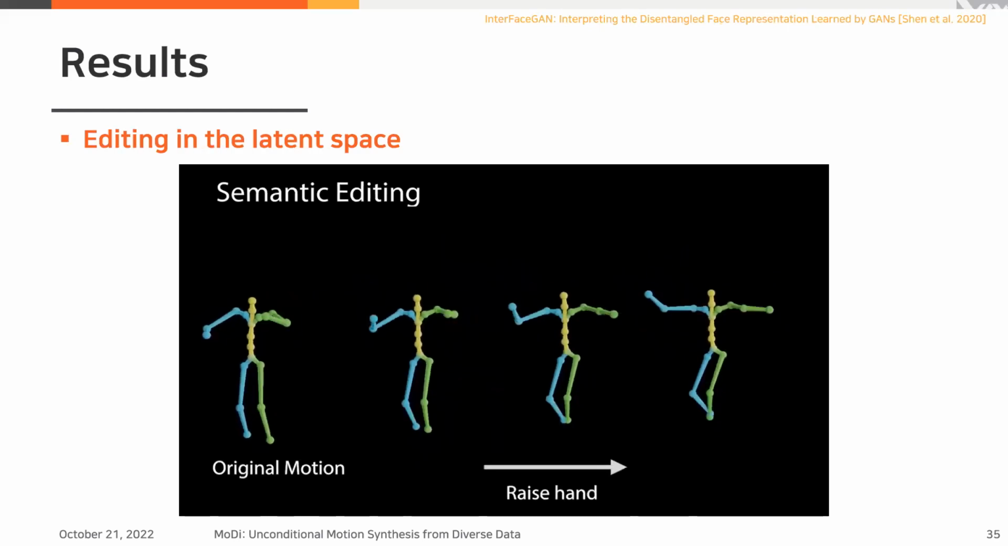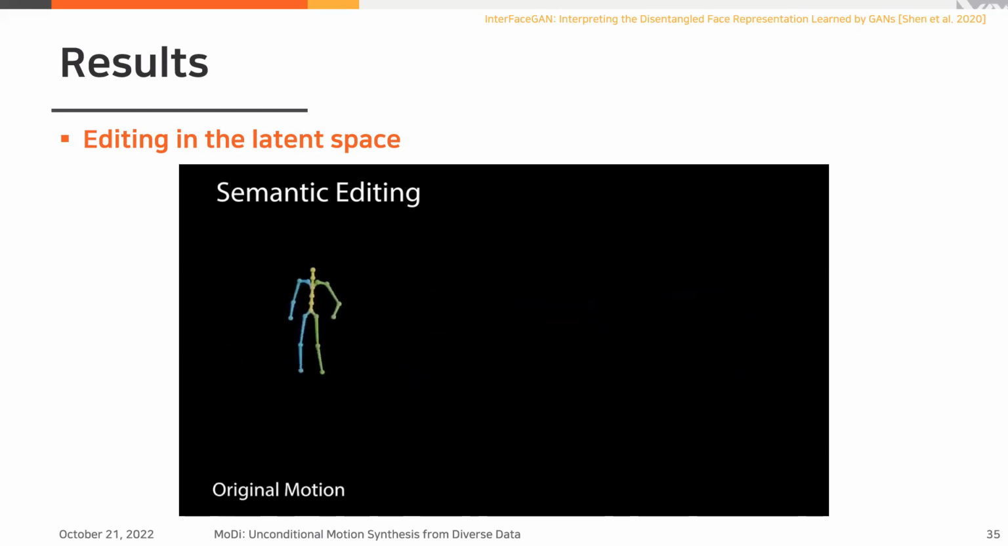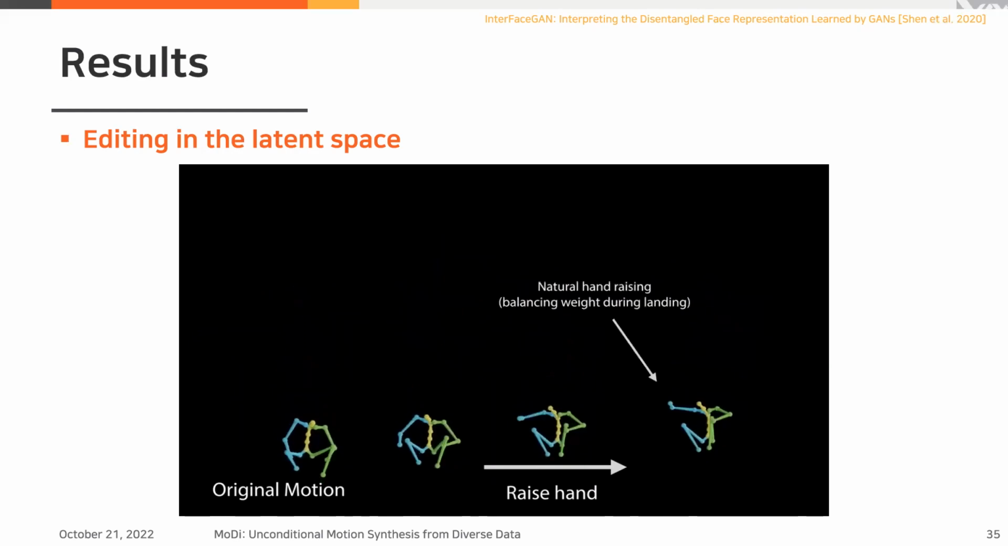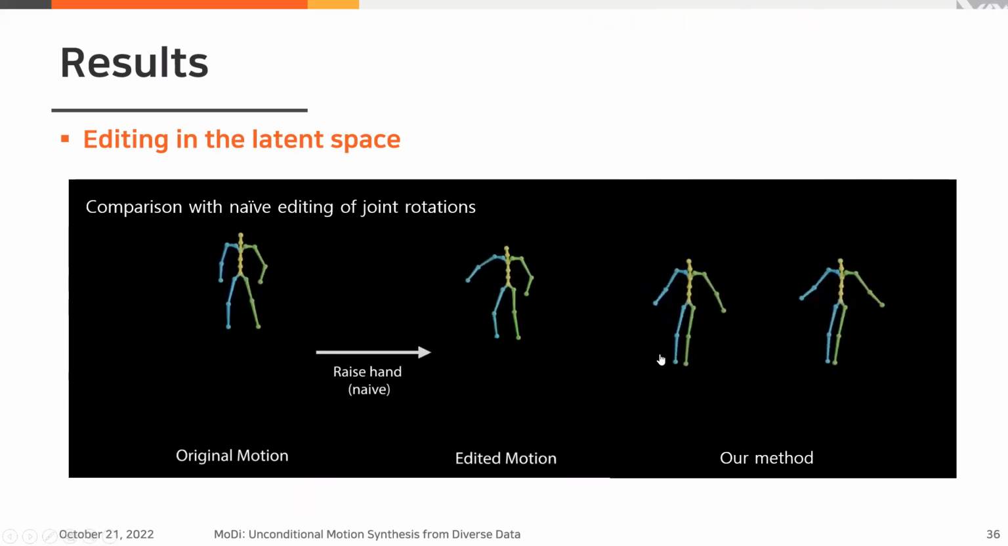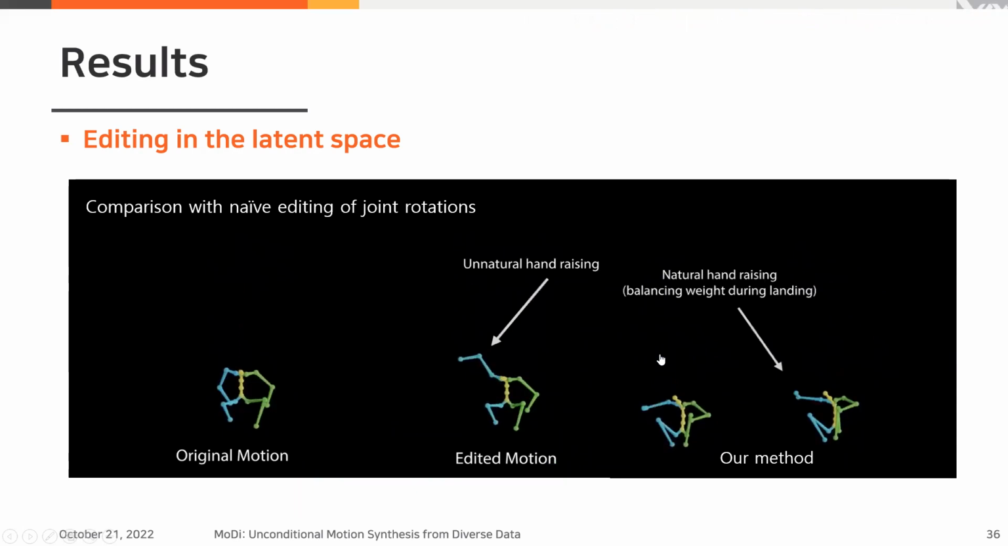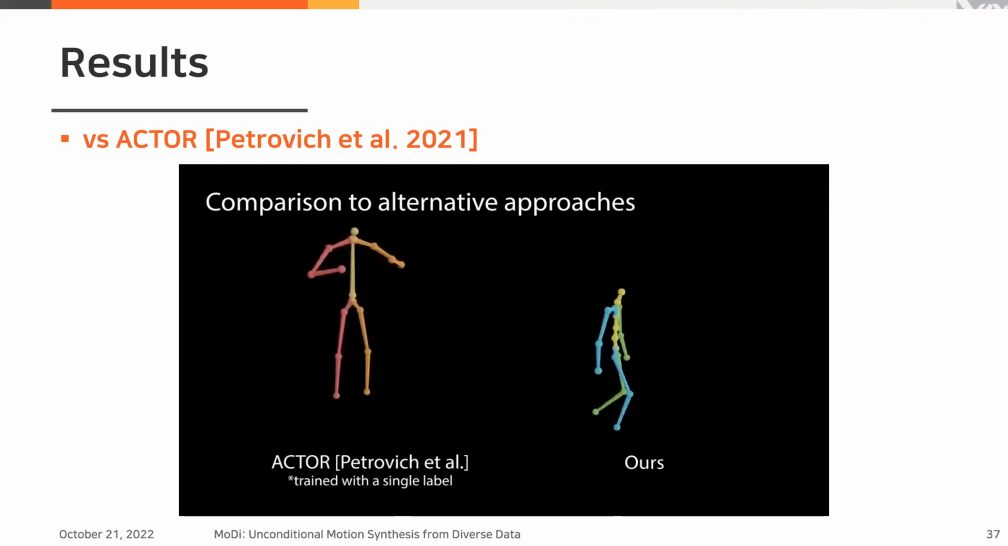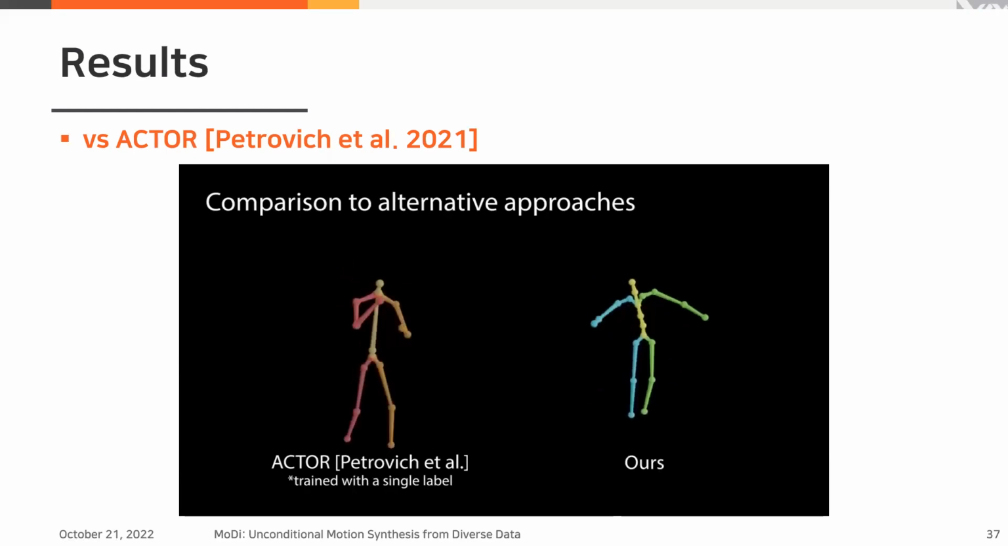And Shen et al. showed that the disentangled latent space contains direction vectors that consistently correspond to individual factors of variation. Taking their method, MoDi can get the added motion with semantic attributes like raising hands. And compared to the naive editing of joint rotations, MoDi can generate more natural hand raising motion like this. And the authors also showed that MoDi can synthesize more natural motions compared to previous works in the same setting. As you can see, this is the actor's visual, and the MoDi's visual is like this. More dynamic and more natural motions.